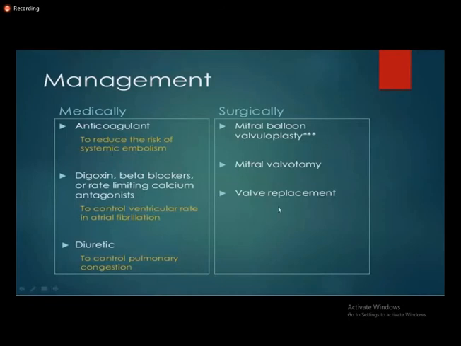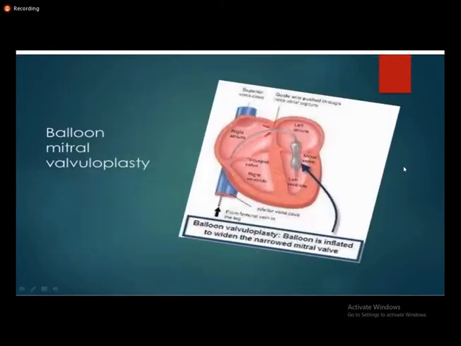These are advanced at your level, but you should know that we can use a balloon to open the mitral valve, which is known as mitral balloon valvuloplasty. If the patient's valve is highly calcified, you have to go for valve replacement. This is the method they are showing for balloon mitral valvuloplasty. The balloon is passed from the veins to the right atrium, they puncture the atrium septum to reach the left atrium, and then at the mitral valve they inflate the balloon, and this is known as balloon valvuloplasty.